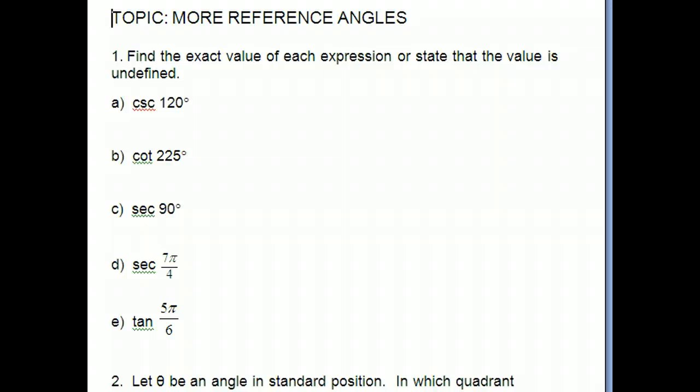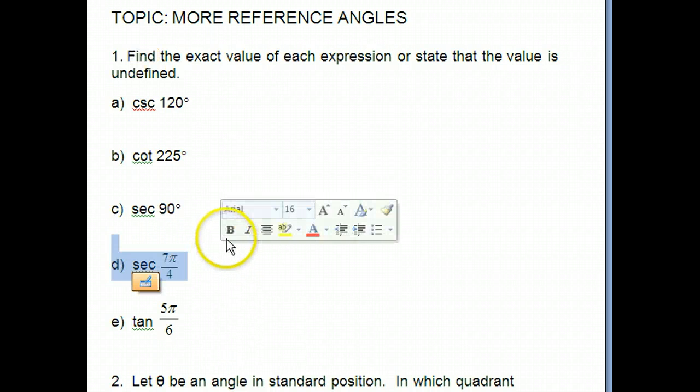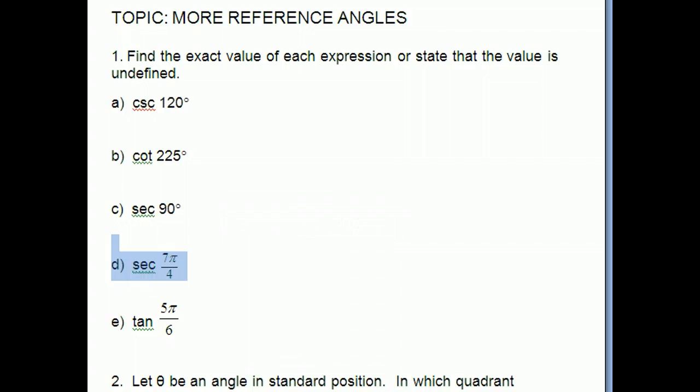And see if there's anything that looks really scary here. Okay, so these are the same questions, except they're with some of the reciprocal functions. For example, let's look at secant of 7 pi over 4. Now secant is the reciprocal of cos.